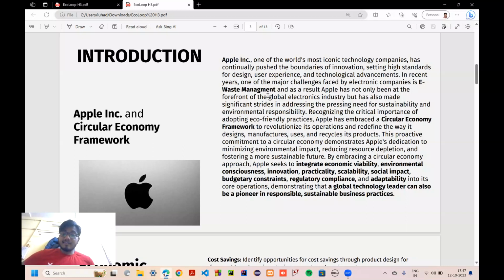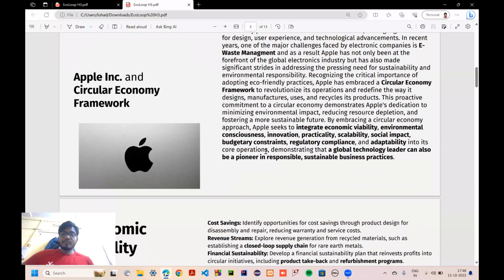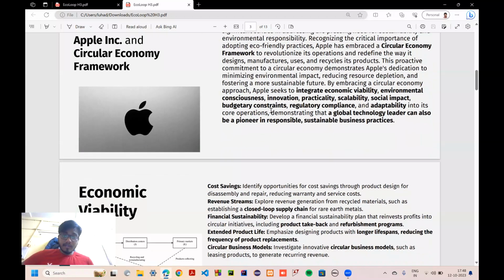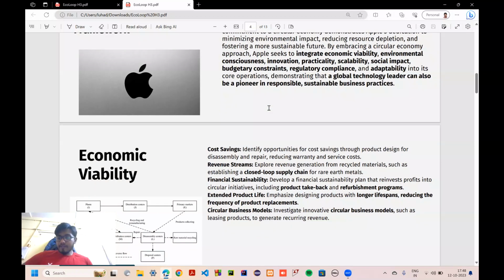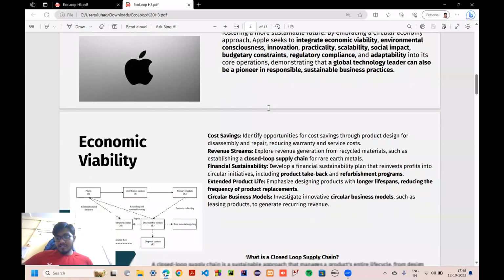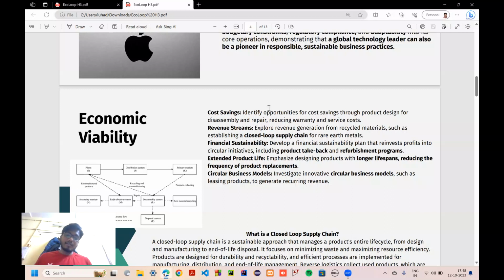Apple has embraced a circular economy framework to revolutionize its operations and redefine the way it designs, manufactures, uses, and recycles its products. So the factors which Apple has focused on are to integrate economic viability, environmental consciousness, innovation, practicality, scalability, social impact, budgetary constraints, regulatory compliance, and adaptability into its core operations. So let's start with the factors which Apple has incorporated in order to induce a circular economy in its functions and operations.